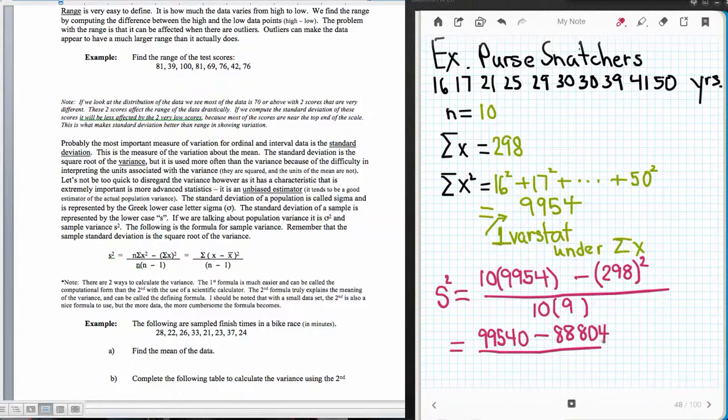And then in the denominator, 9 times 10, which is 90. One more time here, we're going to subtract 99,540 and the answer that we just got of 88,804. So this is going to give us, and we're going to write it down, 10,736, and we're going to divide by 90. And then we're going to write that value down.